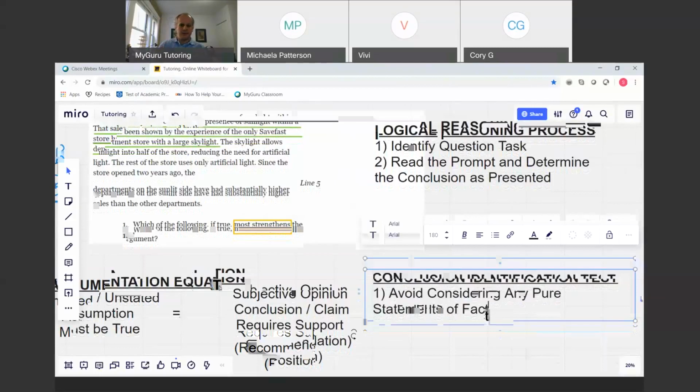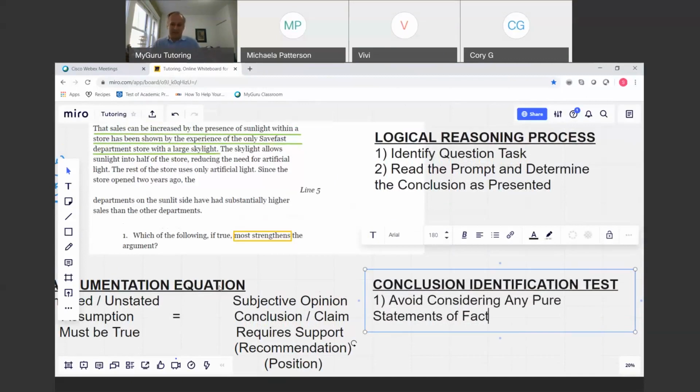So the next sentence after the one we identified as the conclusion: the skylight allows sunlight into half of the store, reducing the need for artificial light. That's a fact. That is just what a skylight does, so it can't be the conclusion. The rest of the store uses only artificial light. Again, just a straight statement of fact. There's no opinion involved here, so we don't have to consider that. And then, since the store opened 2 years ago, the departments on the sunlit side have had substantially higher sales than the other departments. Again, that's just a statement of fact. So you don't have to think of those as possible conclusions.